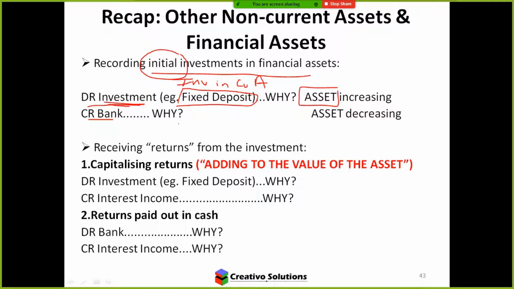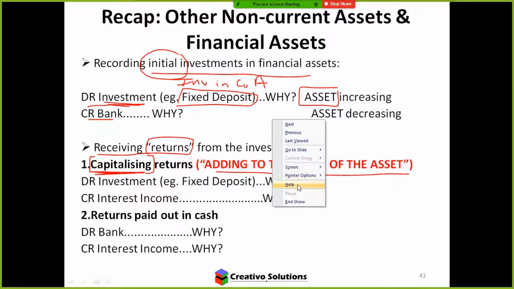So what happens if I receive a return from my investment? Well, capitalizing the returns. To capitalize means to add to the value of the asset. Okay, that's what capitalizing means. It's a little bit different to capital, because capital, you've seen it before, is money given by the owner to the business. The word capitalize means to add to the underlying amount.